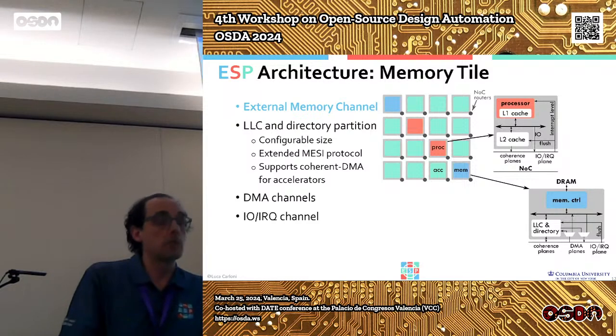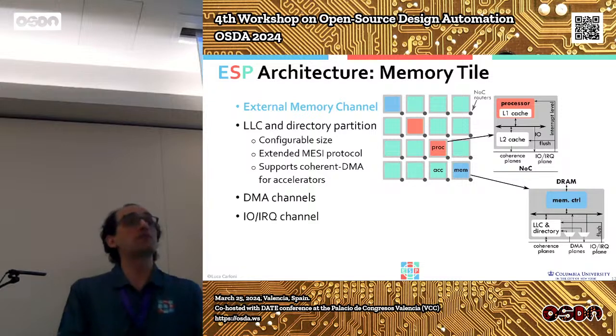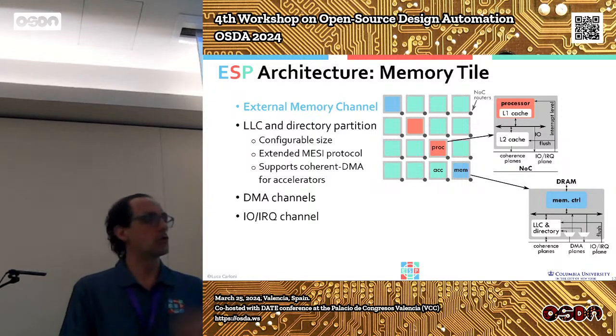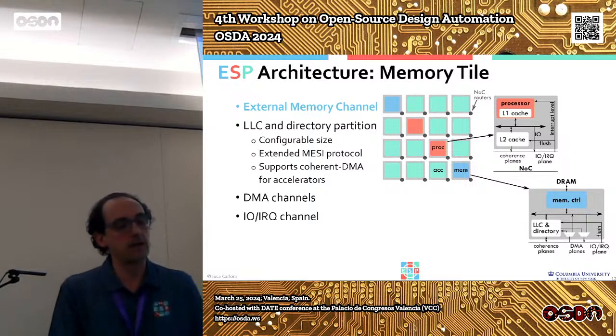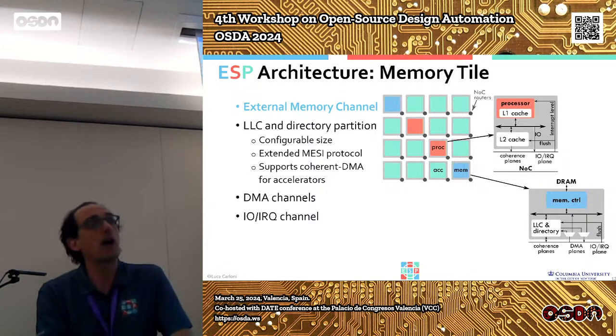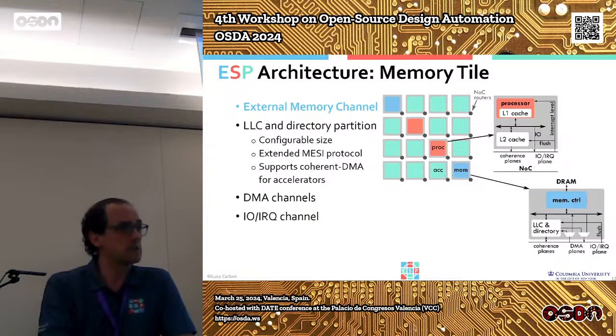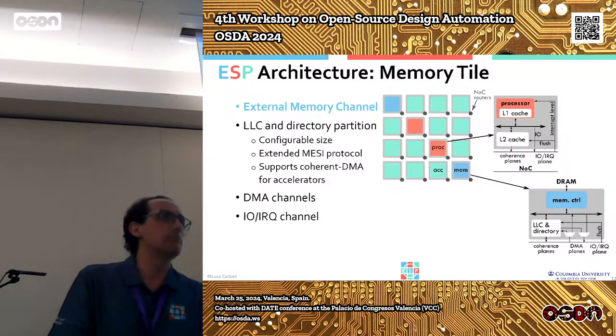You can configure a system with more than one. One single memory tile typically gives you the interface to off-chip memory, to DRAM, so you can have the memory controller instance there, or some other I/O that allows you to speak with external memory. And typically you also have the last level cache with the directory, distributed approach based on the MESI protocol.